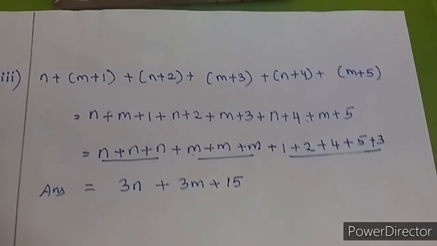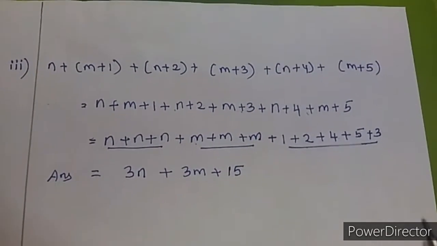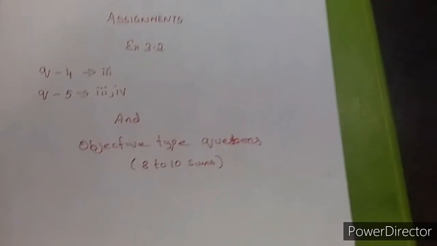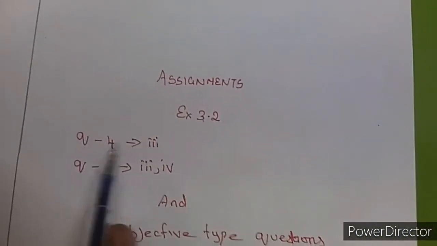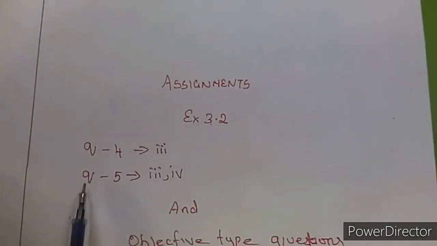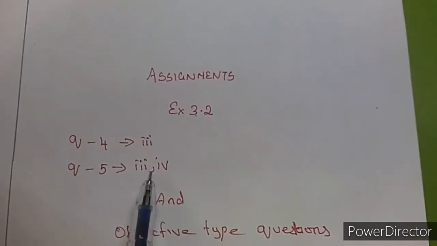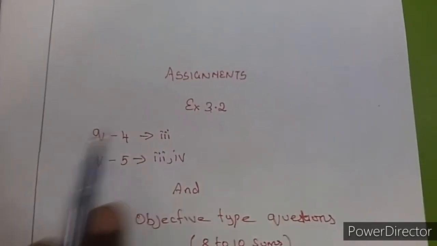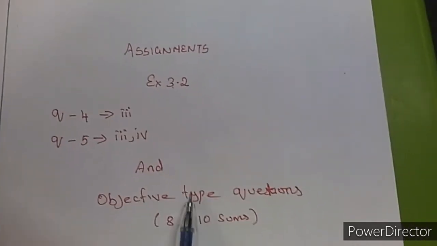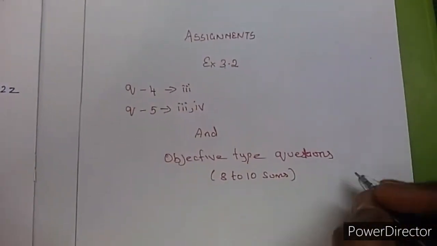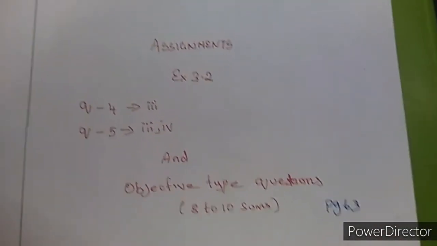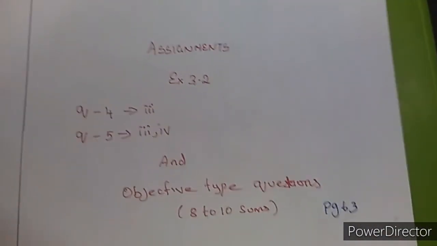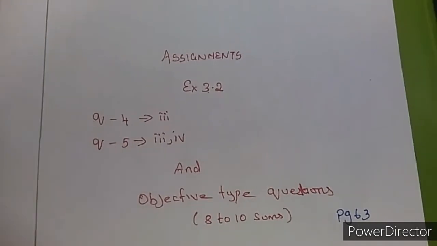Is it clear students? Exercise 3.2. Shall I give the assignment sums now? So in exercise 3.2, question number 4, subdivision 3, and question number 5, subdivision 3 and 4, along with this 3 sum, you try the objective type questions which given in page number 63 in the homework note, and submit this note to the school office room. Thank you students.